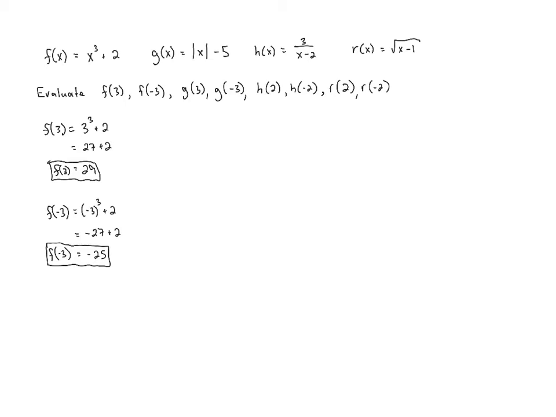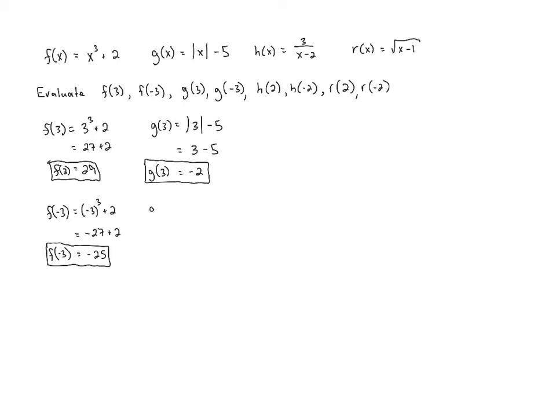All right, let's move on to g. Let's look at g of 3. It's going to be the absolute value of 3 minus 5. The absolute value of 3 is 3. So we've got 3 minus 5, which is negative 2. So g of 3 is negative 2.